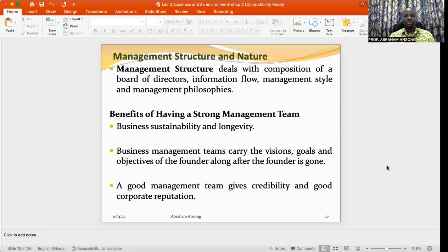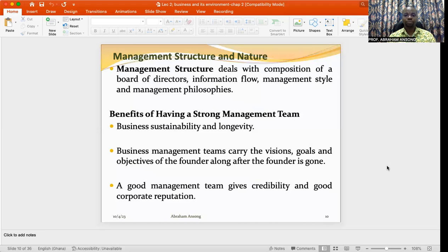And if you have a solid team, even after the founder is gone, the team is able to continue, because business really should be built on structures, not the personal interests and flair of one individual. So once you have a good management team, it doesn't really matter whether the founder is still around or not. The team should be able to go with the vision, with the ambition of that founder. And that can lead to the longevity we spoke about much earlier.